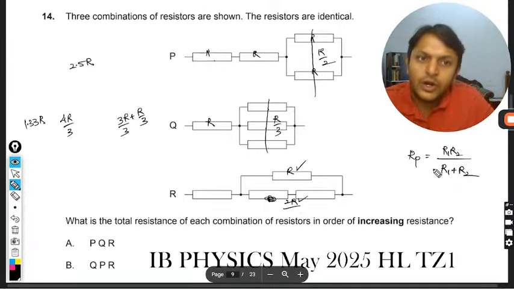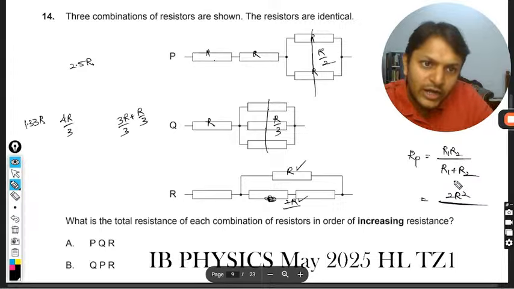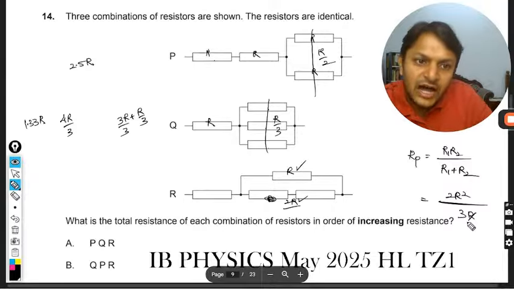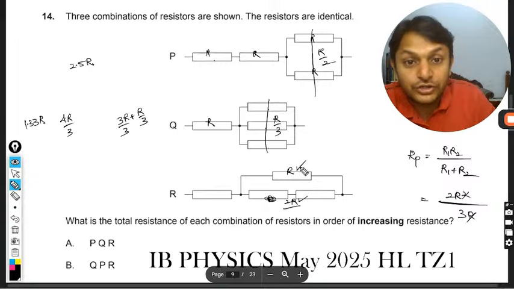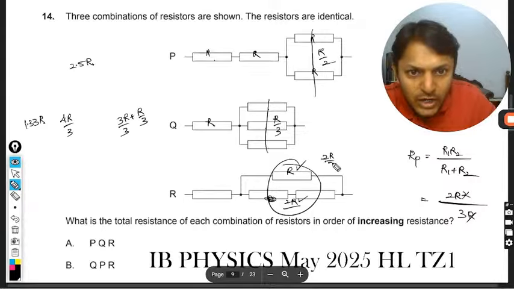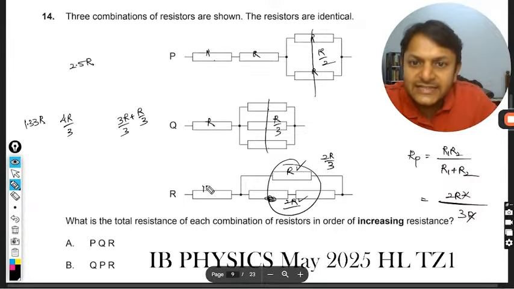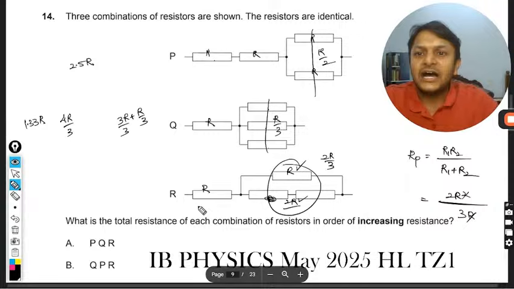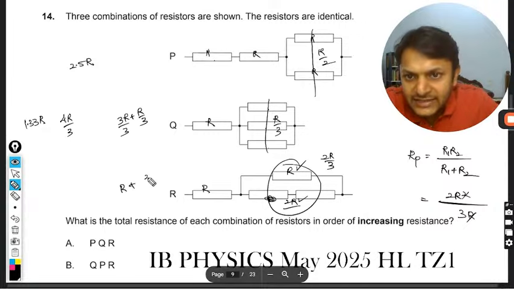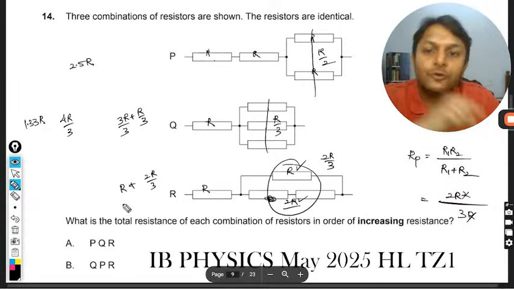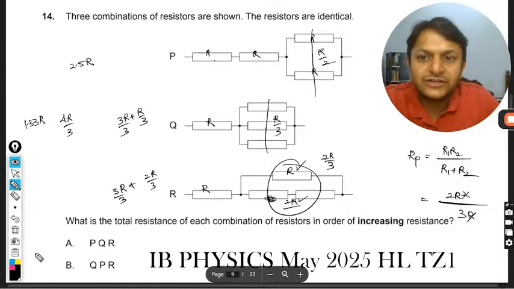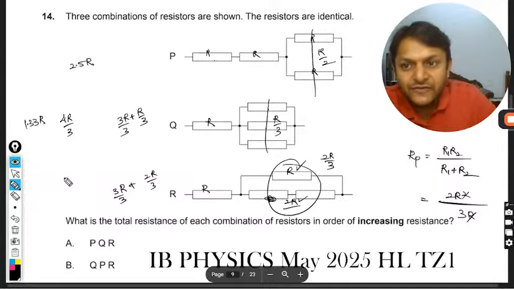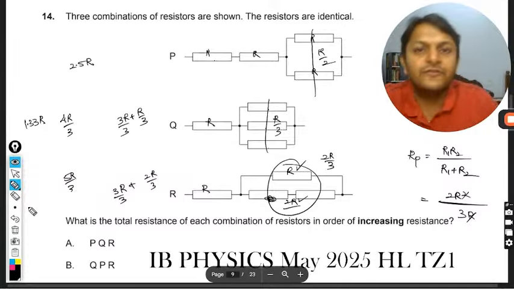This is R, this is 2R. You multiply. R into 2R is 2R square. R plus 2R is 3R. So it becomes 2R by 3. For this combination, it is 2R by 3. Now this is again in series. So 2R by 3 plus R will be your final resistance. How to take the LCM? You just multiply here 3 and 3. So the LCM is 3. 2R plus 3R becomes 5R. So your answer is 5R by 3.